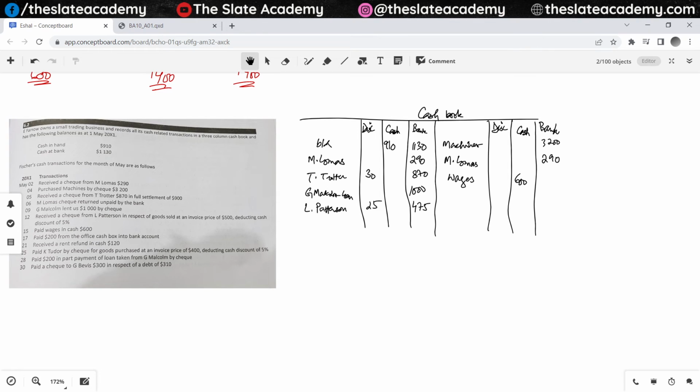How much? 200. So it would be bank debit by 200 and cash credit by 200. And then rent refund in cash 120. Cash debit 120, but which account would this go into? Let's just say rent refund, other income.